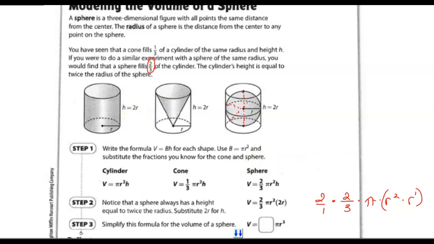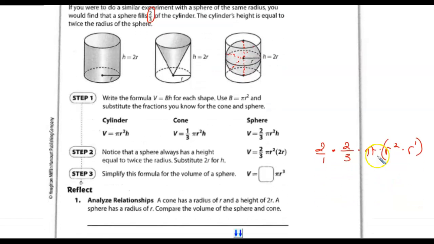We're going to compare. So we have the cylinder formula is pi r squared times the height of the cylinder. The cone was 1/3 times pi times r squared times height of the cone. And then with the sphere, we have 2/3 times pi times radius squared times the height of the sphere. Well, we just said that the height of the sphere is 2r, so we're going to replace the h with 2r.